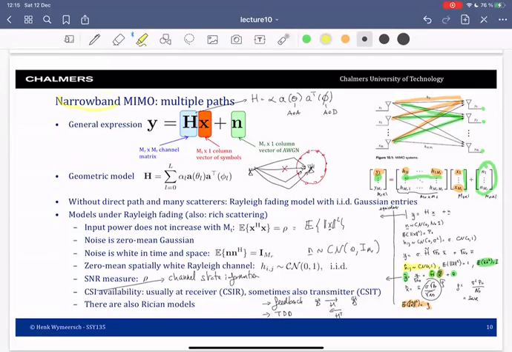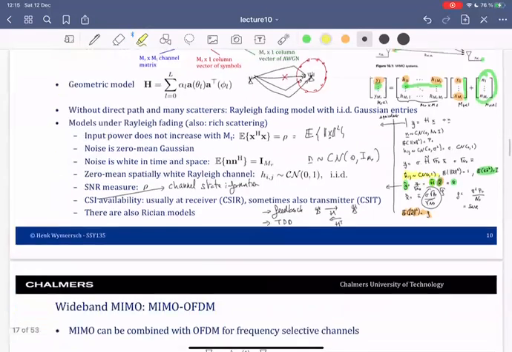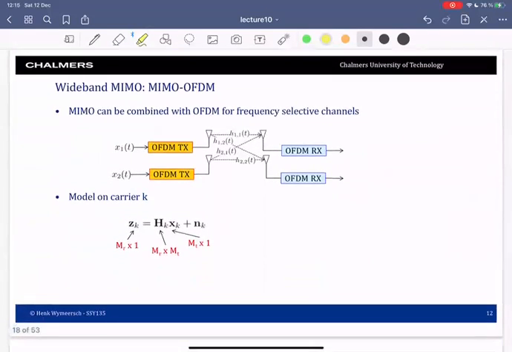Everything so far was narrowband MIMO, right? So there is no delay spread in the channel so far. What happens when we have wideband MIMO? This is this one. I only spent one slide on this. In this case, you would use something called MIMO OFDM.